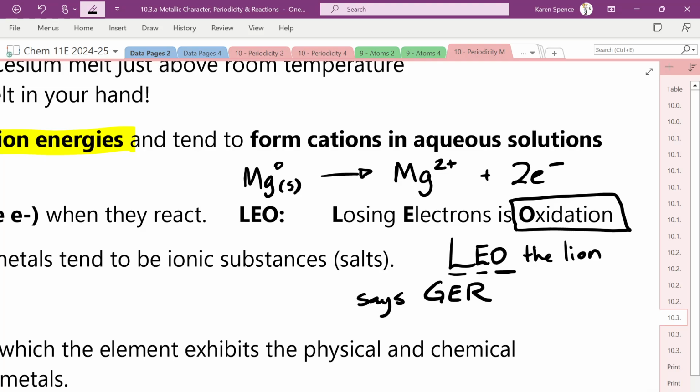So it doesn't have to be necessarily with oxygen. Doesn't have to be with oxygen. Like you can have magnesium. You can have single replacement reactions or all oxidation reduction reactions. Okay.